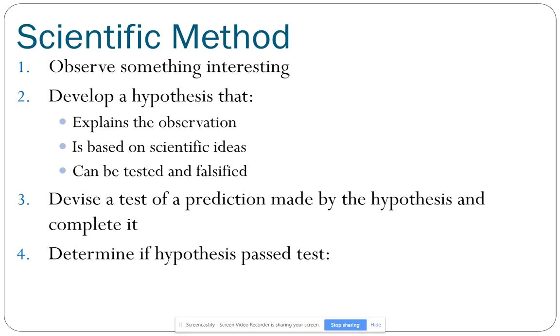If the hypothesis passed the test, you go back and you devise a new test of either testing the prediction a different way or testing a new prediction. If the hypothesis is proven wrong, if it's falsified, then you go back to step 2 and you develop a new hypothesis, because now you have more knowledge. Now you know, well, it wasn't that, so it must be this maybe.